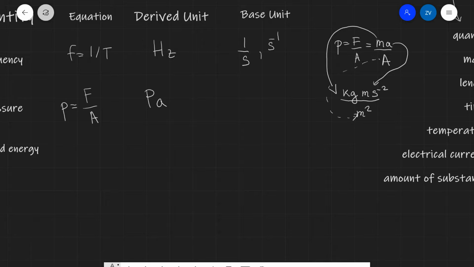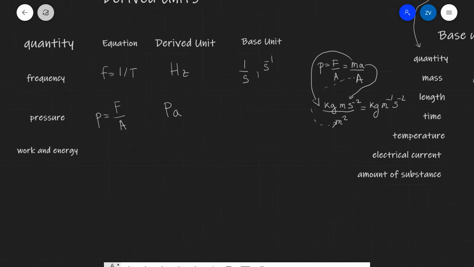So the base unit is going to be kilograms. Now meters divided by meters squared, that's just going to give me kilograms, m to the power of minus 1, s to the power of minus 2. So the base unit for pressure is actually kilograms, m to the power of minus 1, s to the power of minus 2. Let's do another example.